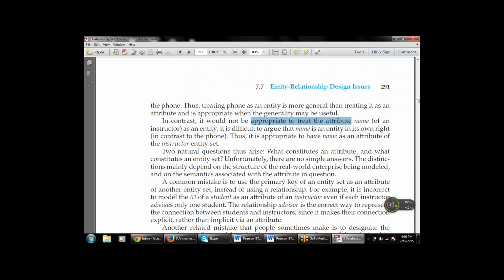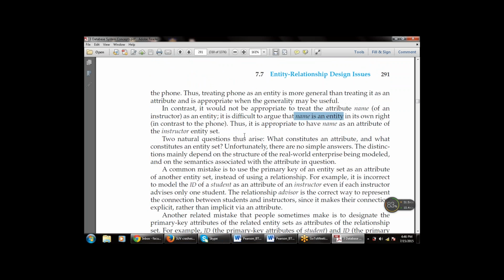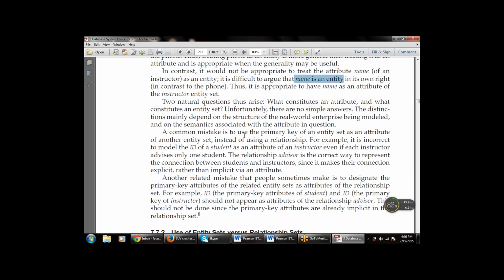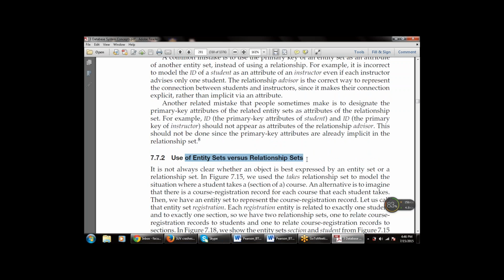In contrast, it would not be appropriate to treat the attribute name of the instructor as an entity. It is difficult to argue that name is an entity in its own right. Now, the use of entity set versus relationship set. Sometimes we use the entity set rather than the relationship set. So this is entity set versus relationship set.